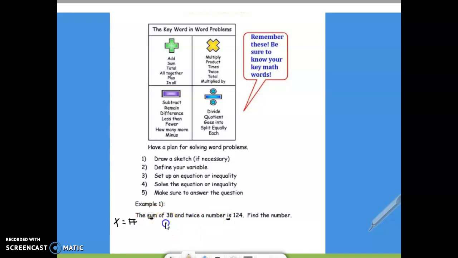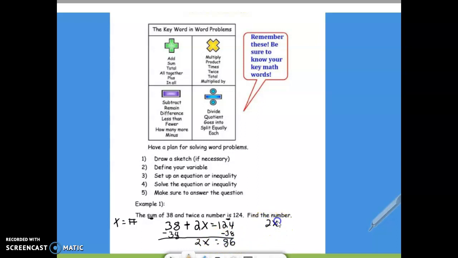So the sum of 38 and, right, so that would be adding, and twice the number is 124. Now the rest should be easy, right? We're just going to use our subtraction property, okay? Subtract 38 from both sides. What are we going to get here? We're going to get 2x equals 86, right?